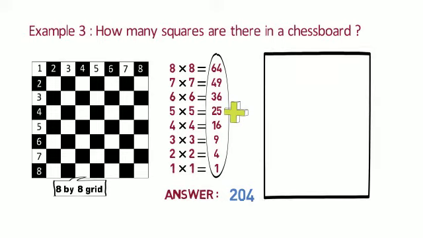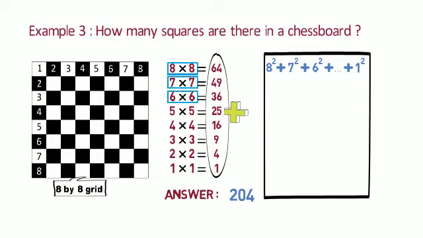As you can see, we started with 8 into 8, which is nothing but 8 square. Then we had 7 into 7, which is 7 square, 6 into 6, which is 6 square, and so on up to 1 into 1, which is 1 square. So what was required was the sum of the squares of first 8 numbers.